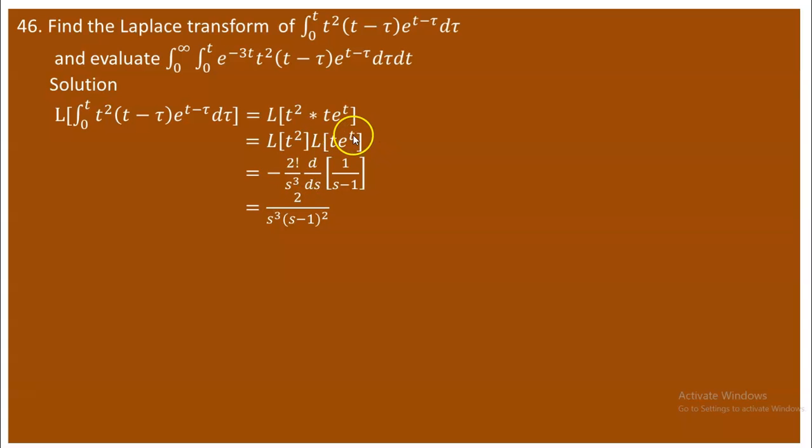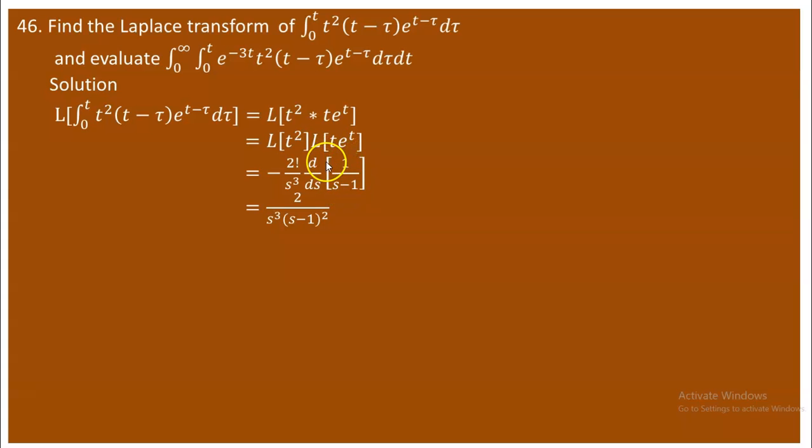But here we need to, what, students? Differentiate the Laplace of e to the power of t. We know that the Laplace of e to the power of t is 1 over s minus 1. The exponent here is 1, so we need to differentiate 1 over s minus 1 once. The order of this derivative is determined by the exponent. Since we have 1 as the exponent for t, we need to carry out the first derivative.